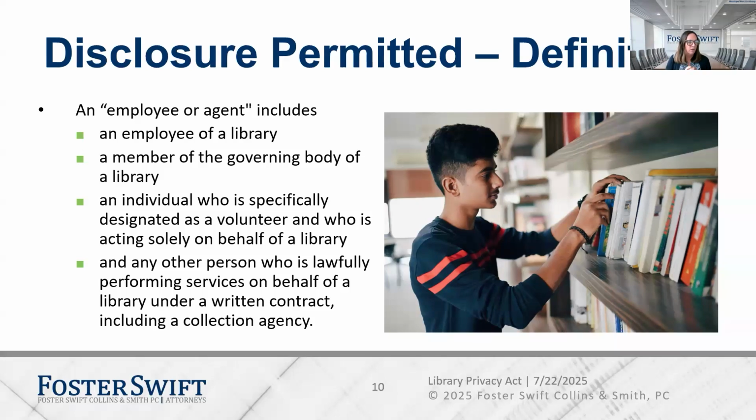Also, the agent: any person who is lawfully performing services on behalf of the library under a written contract. So be very careful, written contract, make sure that if you're going to give information out. Collection agencies are very good examples of that. But we also recommend that, in that contract, you specifically address library privacy and say, you are acting as an agent of the library under a written contract for the terms of the Library Privacy Act, but you cannot then further disclose this information to other people outside of that scope.